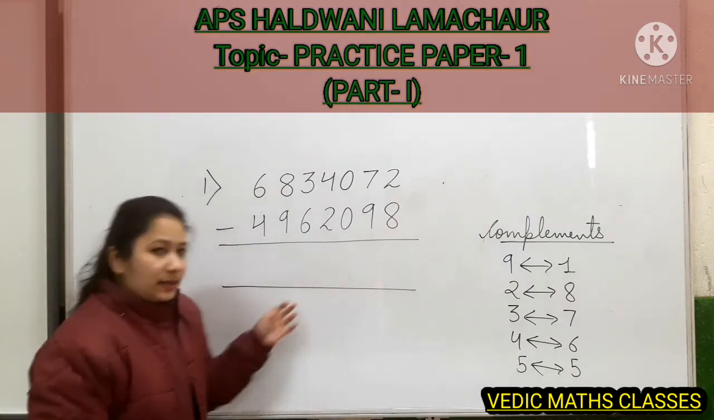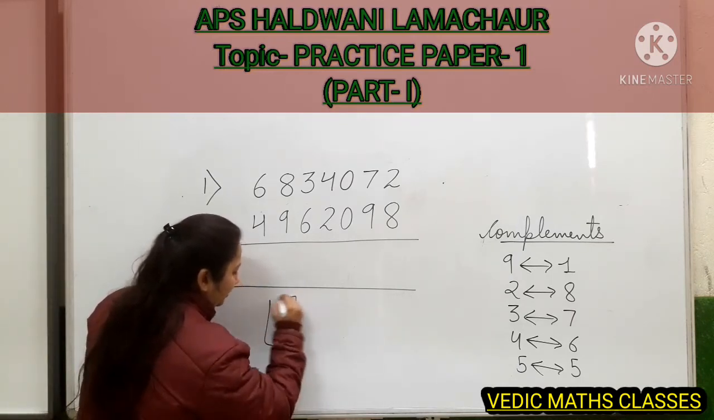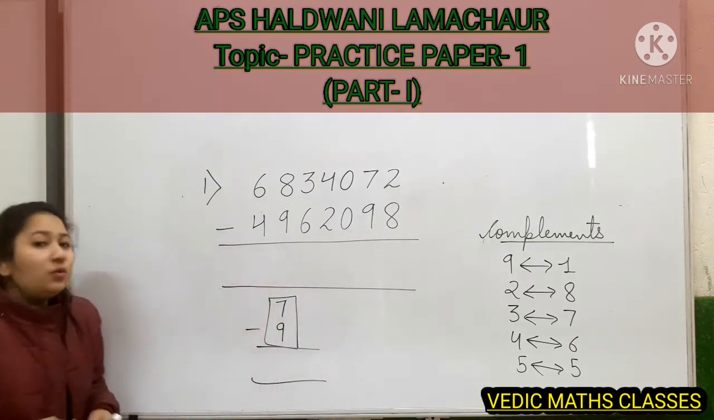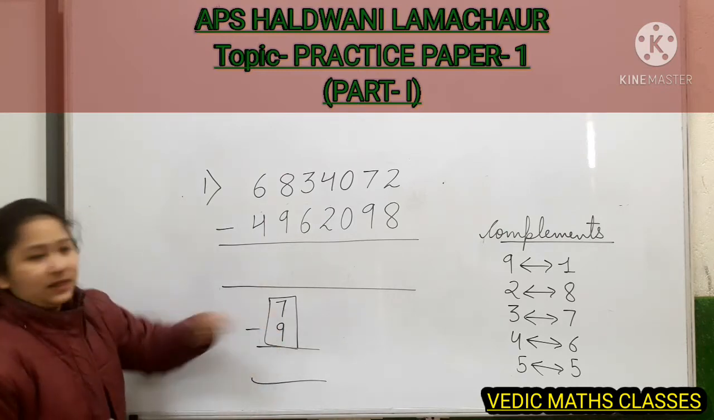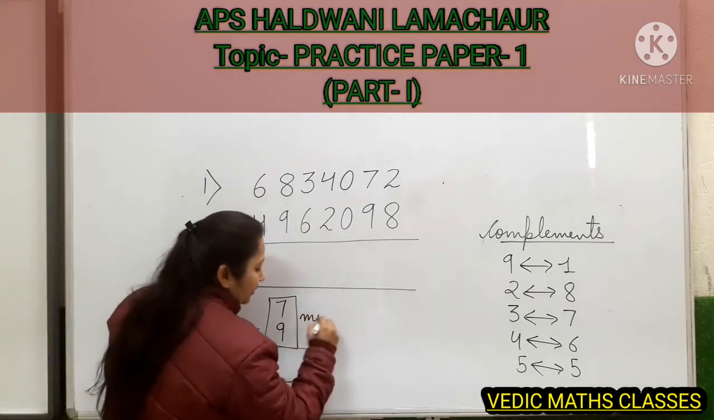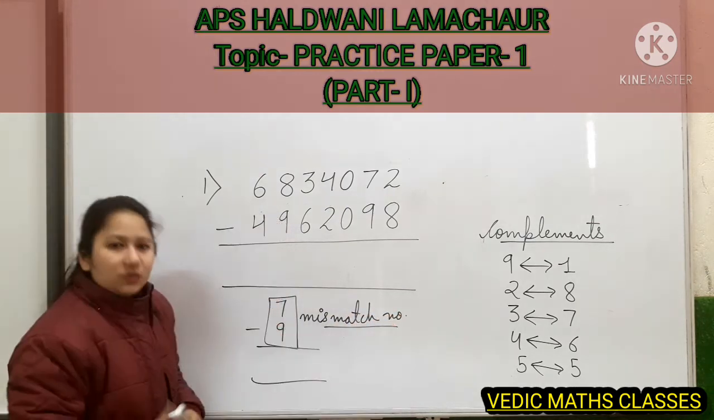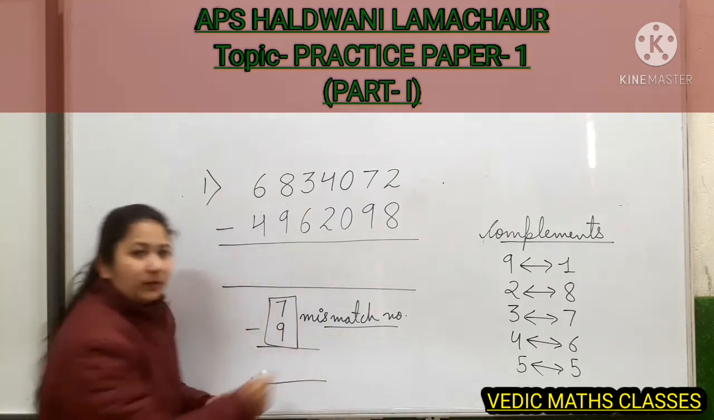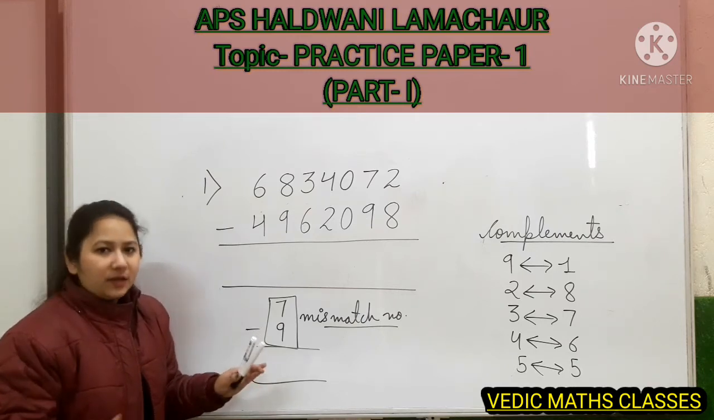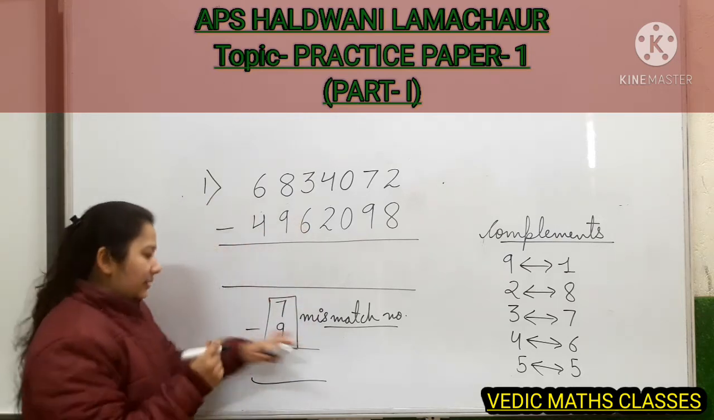Before starting this sum, there are two things I want to tell you. As you know kids, this is a mismatch number. 7 and 9: you can't subtract 9 from 7. 7 is less, 9 is more. So this is a mismatch number. Whenever you get a mismatch number, you make the next digit 1 less. As we have seen in my video also, you will understand it better when we apply it in the sum. See, this is a mismatch number.